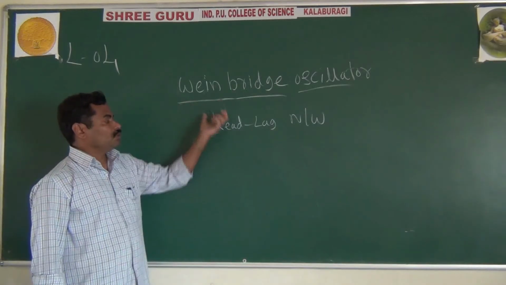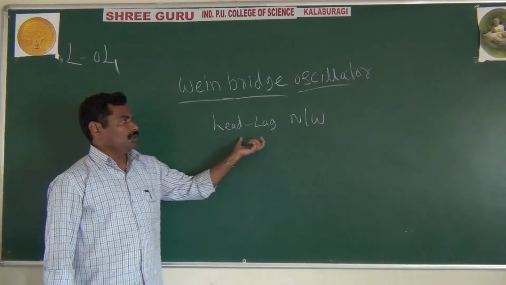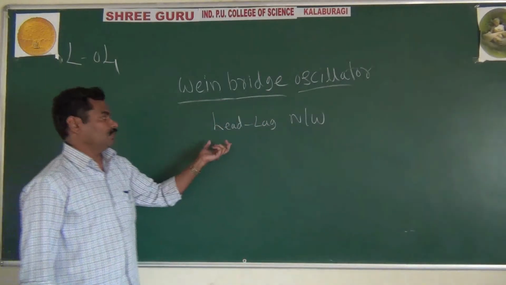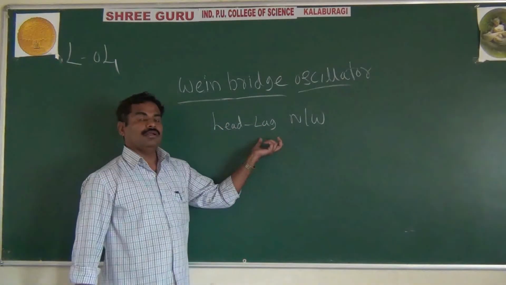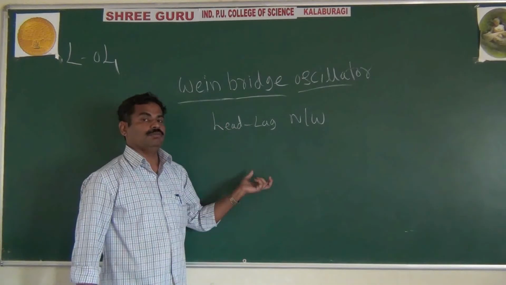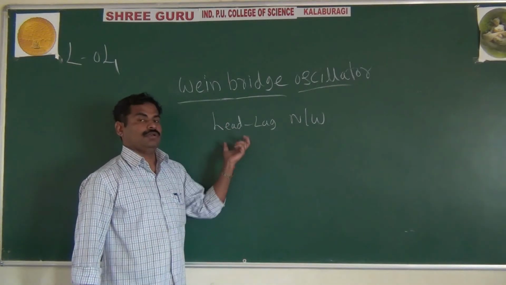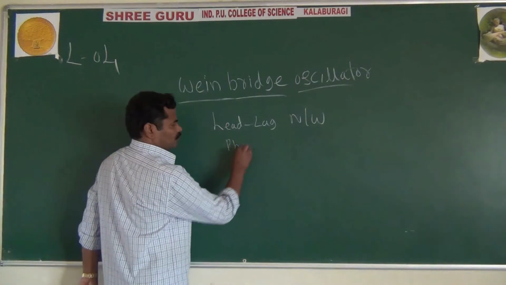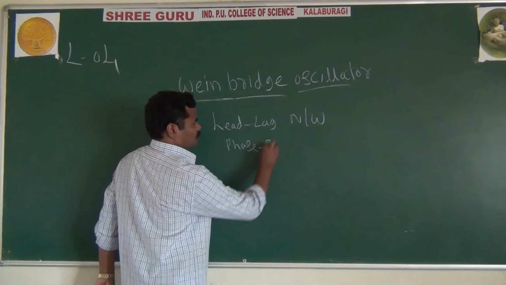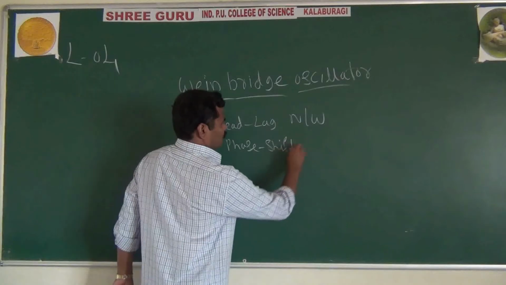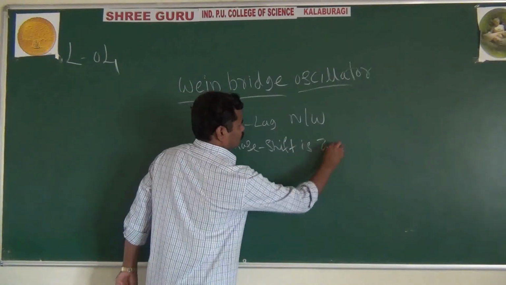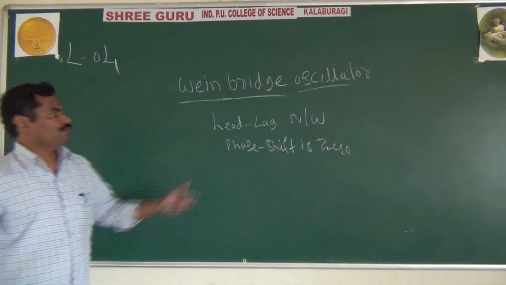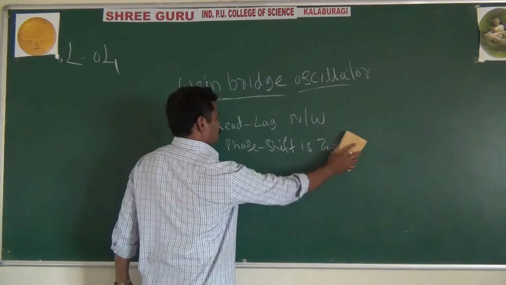Your Wien bridge oscillator is working on the principle of lead lag network. You are not giving importance to the phase shift, because here actually the phase shift is 0. You are not using the phase shift concept here, but you are using the lead lag network.